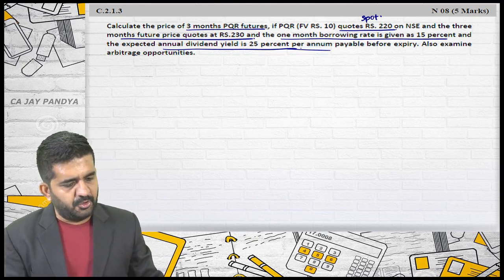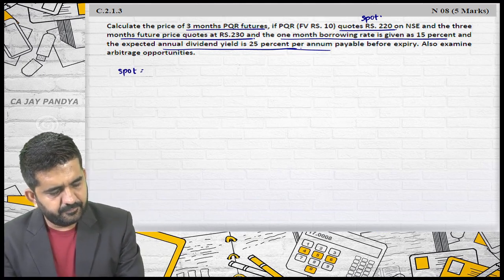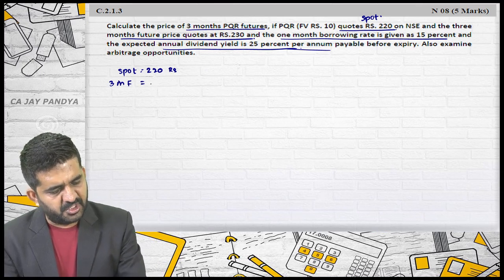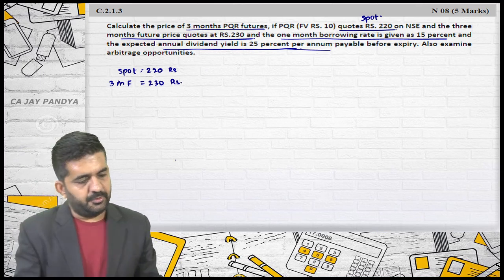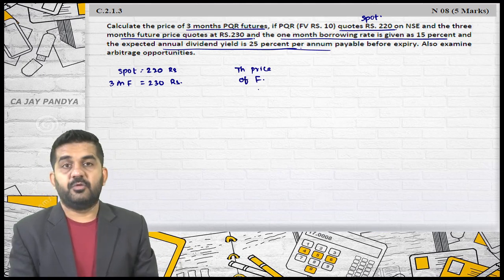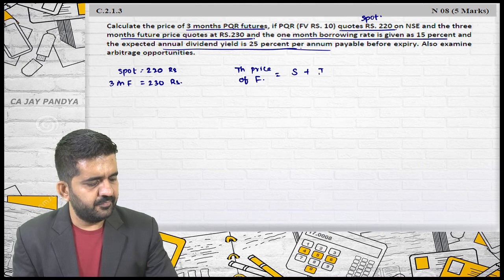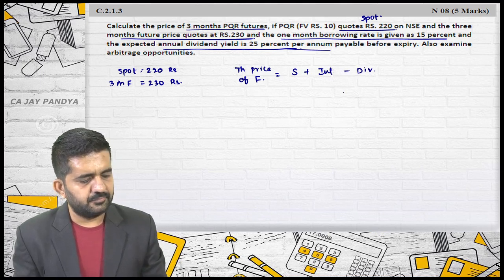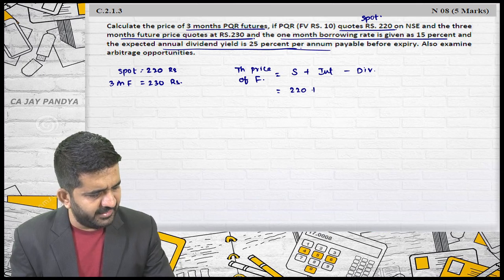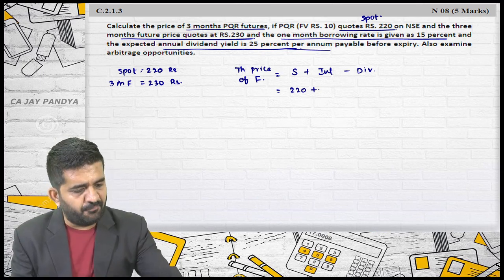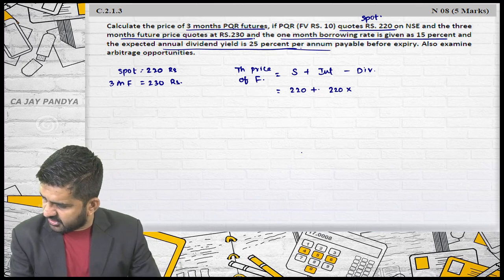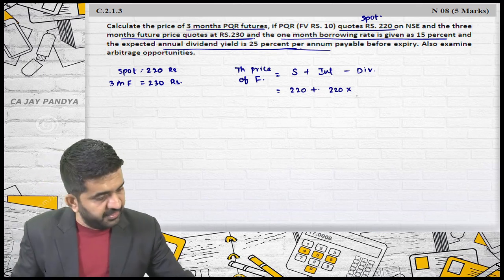Here the dividend will come into picture. I am having a spot rate of 220 rupees. I am also having an actual forward rate. The 3 months forward or future rate is 230 rupees. I need to find out the theoretical price of the forward, which is spot plus interest minus dividend. So, what is the spot price? 220 plus what will be the interest for 3 months? It will be 220 rupees multiplied by the rate of interest, which is 15%.